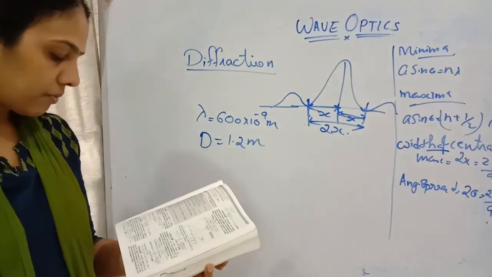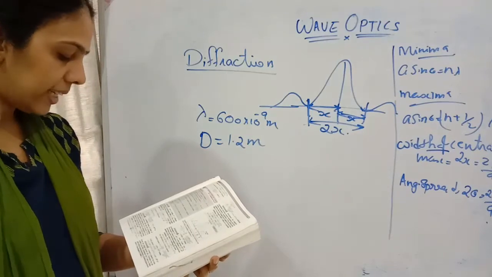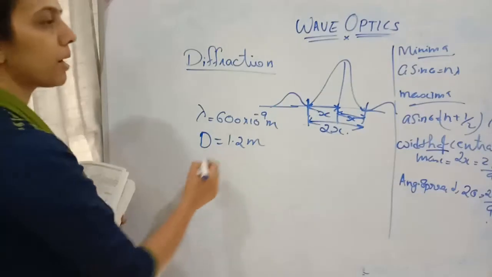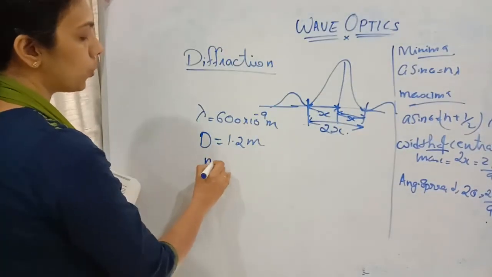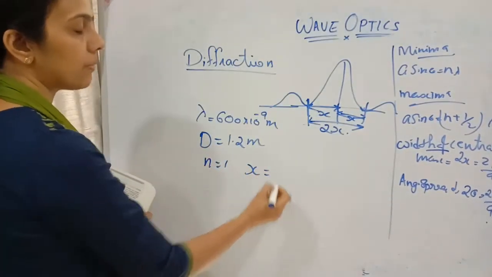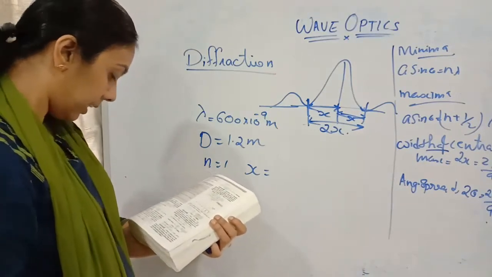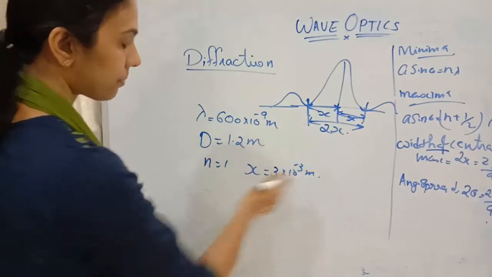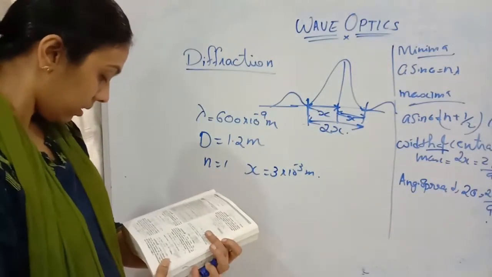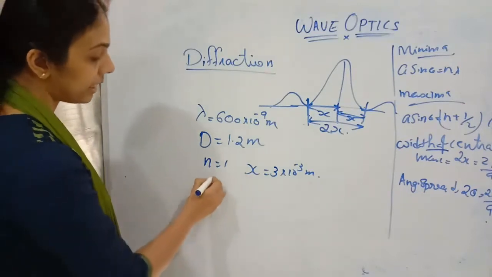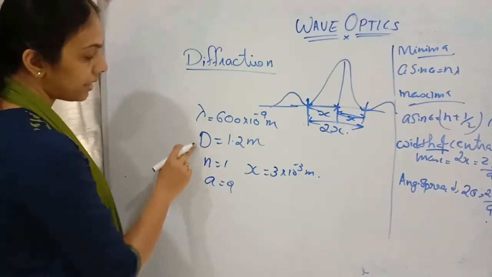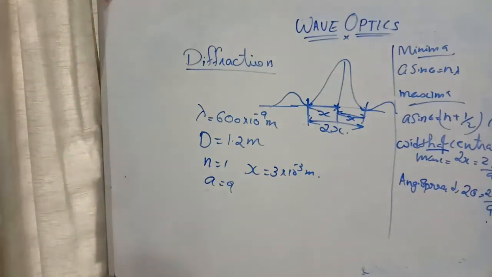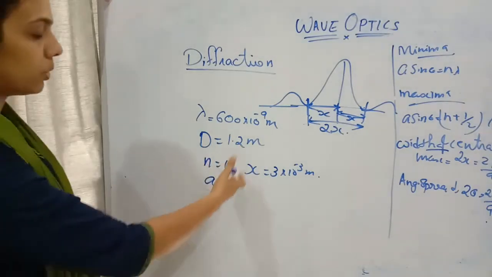It is observed that the first minimum is at a distance of 3 millimeter from the center of the screen. So the first minimum position is when n is equal to 1. At that point x is given as 3 millimeter, that is 3 into 10 to the power minus 3 meter. We should calculate the width of the slit, a. We have lambda, capital D, n, x. So which formula can we use for finding a?